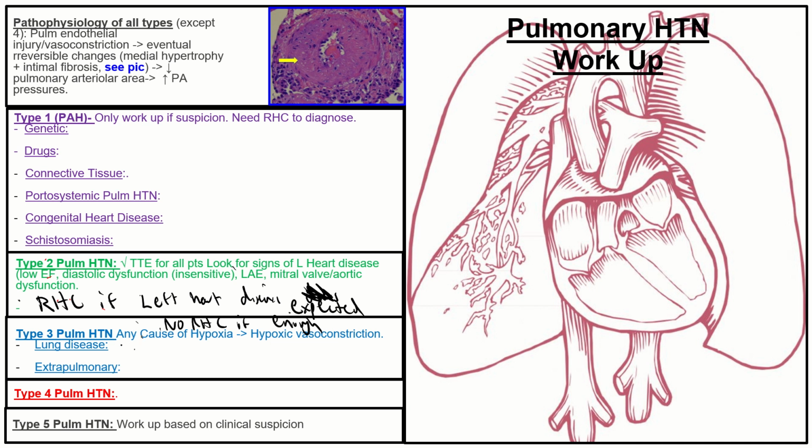If you think that the patient does have lung disease causing the pulmonary hypertension, other things that you can do are PFTs, especially if you think of obstructive disease or restrictive disease, and probably in these cases you're going to want a CT scan as well to look for any interstitial lung disease.